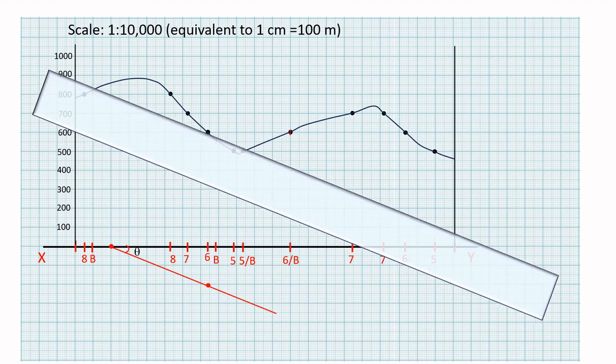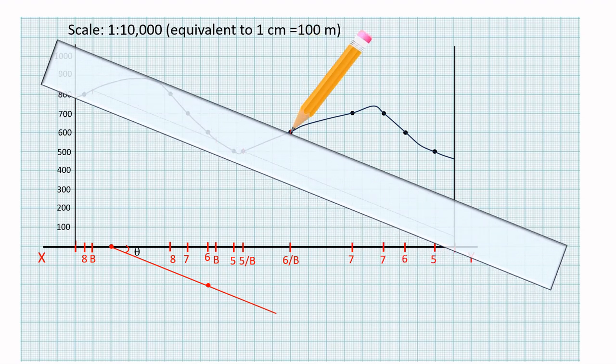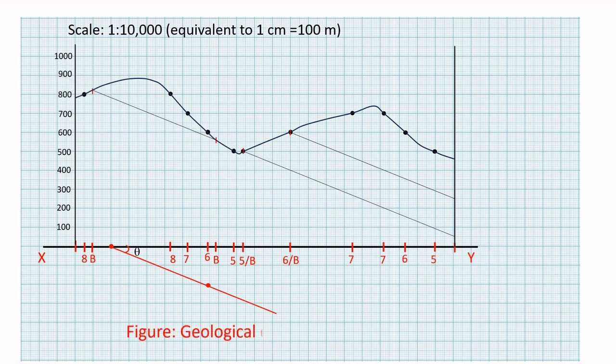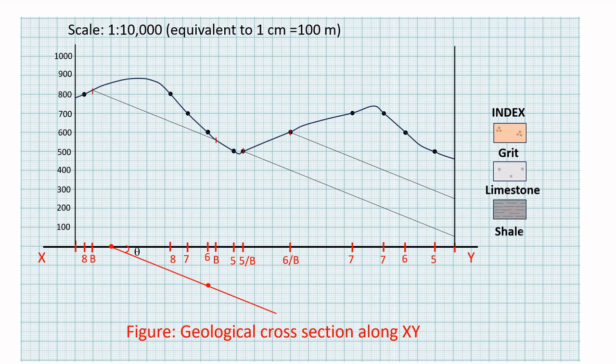Finally, add an index to indicate the different rock types and use different colors or shades to distinguish between the rock types such as shale, limestone and granite. The resulting figure will look like this.